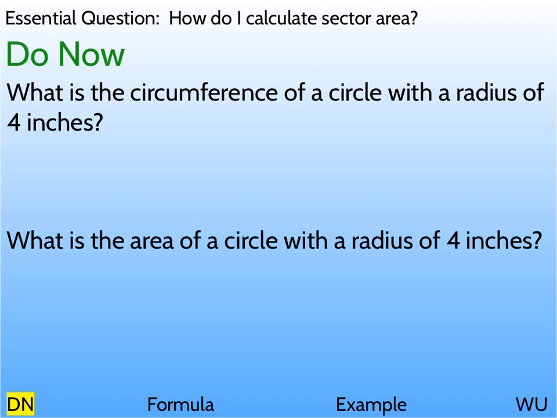For this do now, you have to answer the questions: what's the circumference of a circle with a radius of 4 inches, and what's the area of a circle with a radius of 4 inches? Pause your do now so you can do your do now. Now.